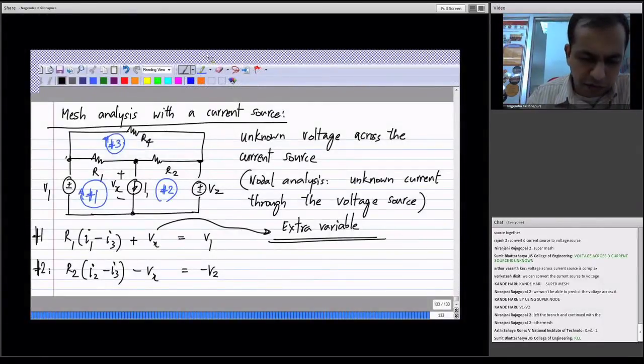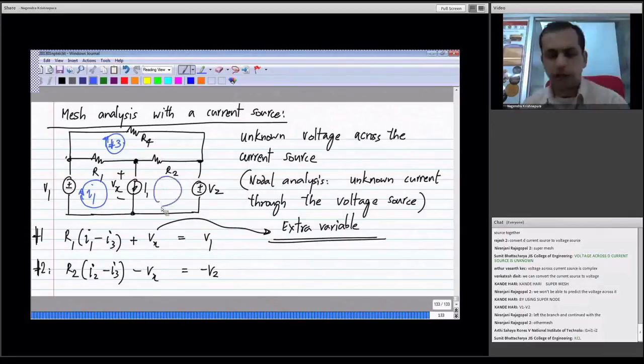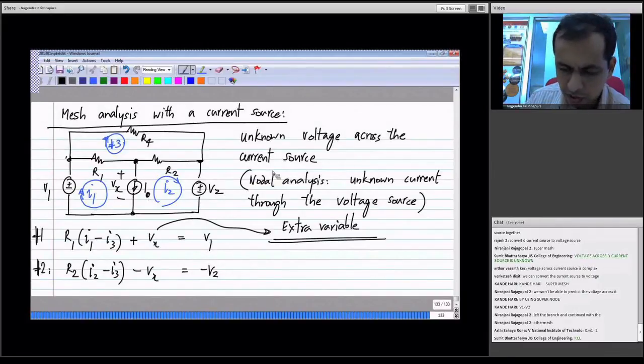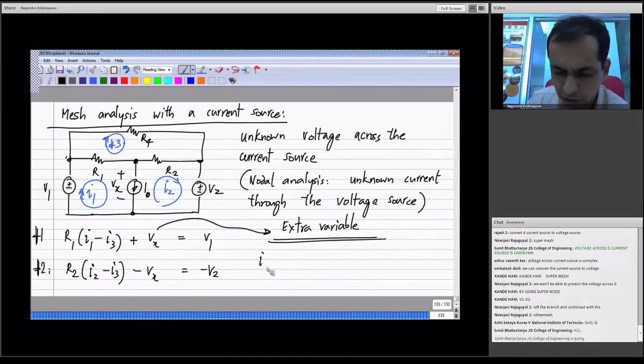So let me call this like I did before. This current I will call I1, and this current I will call I2. Okay, and let me just change this to I0, just so that I don't have two I1s in the circuit. And as answered, this I1 minus I2, which is this branch current, is known, that is defined by the current source, and that will be equal to I0. Okay.